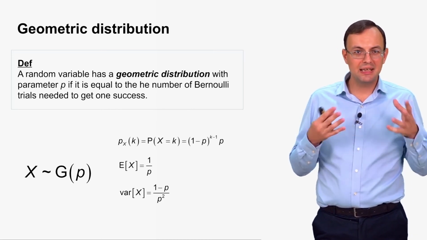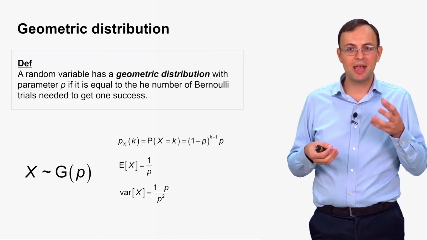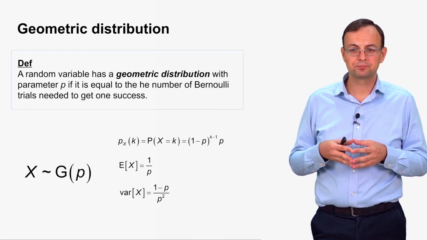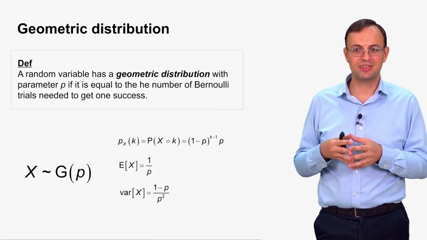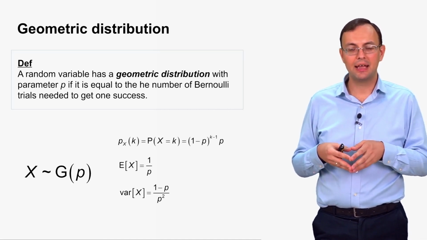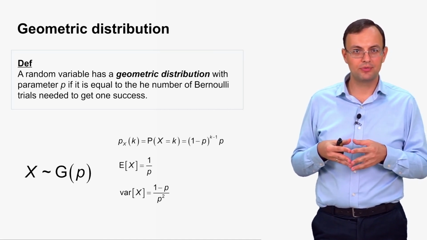Expected value, so mean value, average value of trials we need to get the first success is 1 over p, and variance is 1 minus p over p squared.